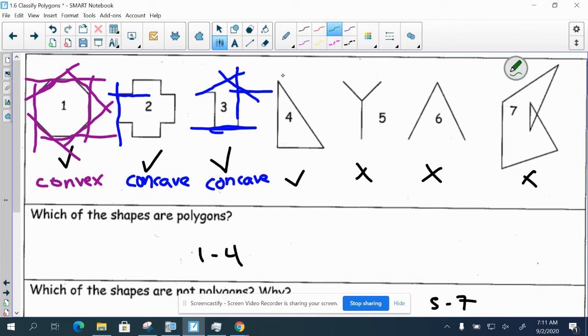How about number four, a triangle? Extending the segments, none of the lines will cut through the polygon, unless I make my lines really bad and they accidentally do. Okay, so this would be convex. And if it's not a polygon, it can't be convex or concave.